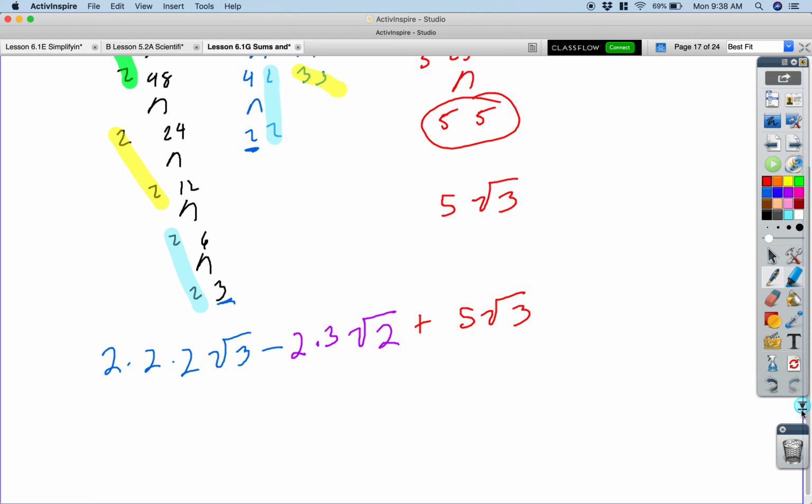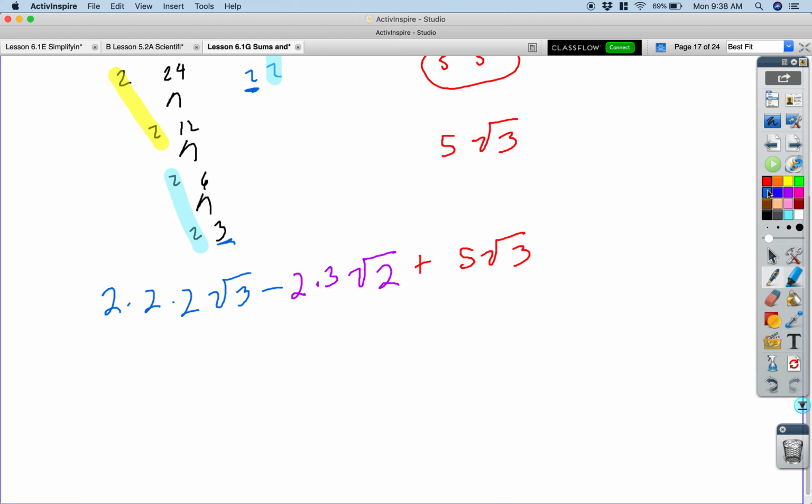So now looking at these, I'm going to simplify them all down a little bit. So I have 2 times 2 times 2, which is 8, and then the leftover radical 3, minus, and the purple one is 2 times 3, which would be 6 radical 3, plus, and then I have just the 5 radical 3. Now remember, I can only add and subtract numbers that have... I made a quick mistake right here. This would be 6 radical 2.